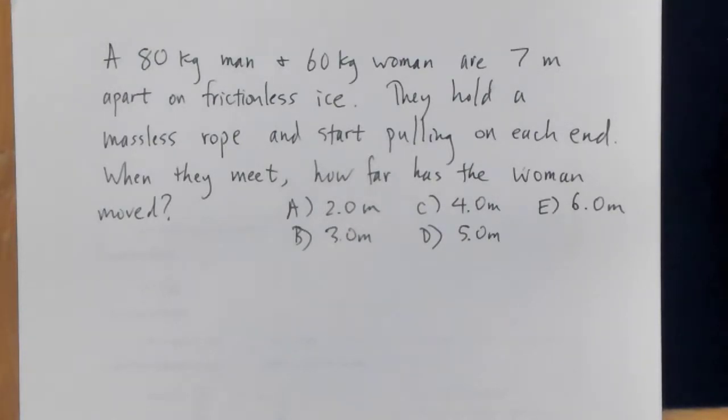Okay, yeah. So some of you are having difficulty visualizing. There's no picture up here. So rather than just telling you what the physical thing is, let's read it together and see where it says 7 meters apart. Now they hold a massless rope. So you put a string between the two, and they start pulling on each end. The man goes towards the woman, the woman goes towards the man. The question is, when they meet, how far has the woman moved? So read each sentence over and over again until you get what each sentence is trying to tell you.